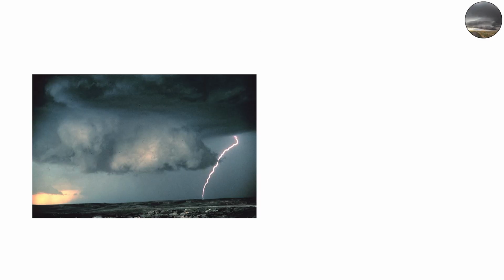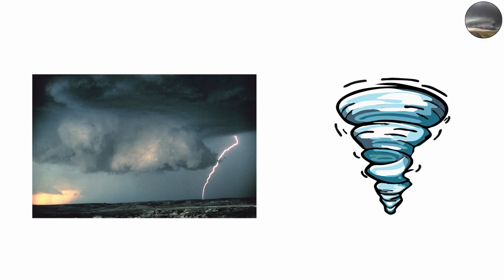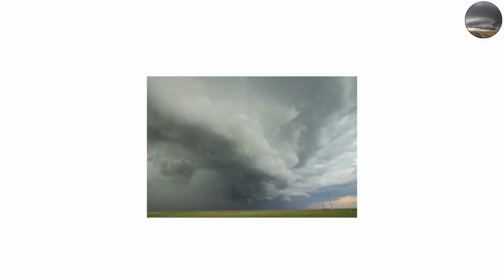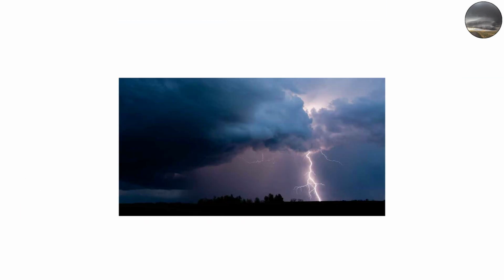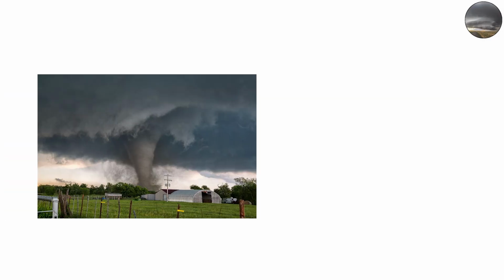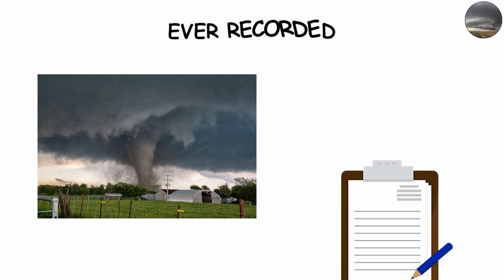The mesocyclone is basically the tornado's early form, a rotating updraft several kilometers wide that feeds on warm, moist air. As it strengthens, the entire thunderstorm begins to rotate. These storms can last for hours and are responsible for the most destructive tornadoes ever recorded.